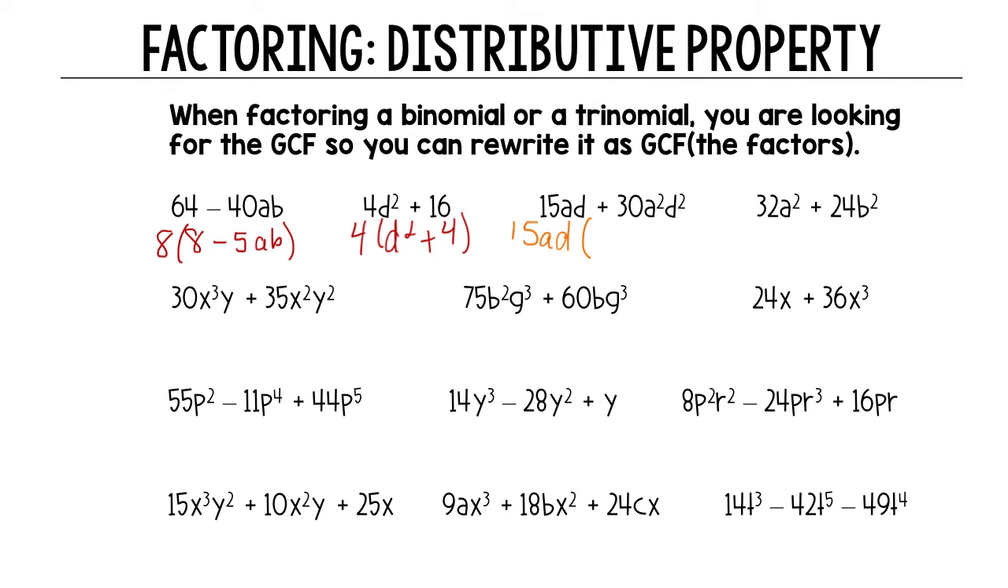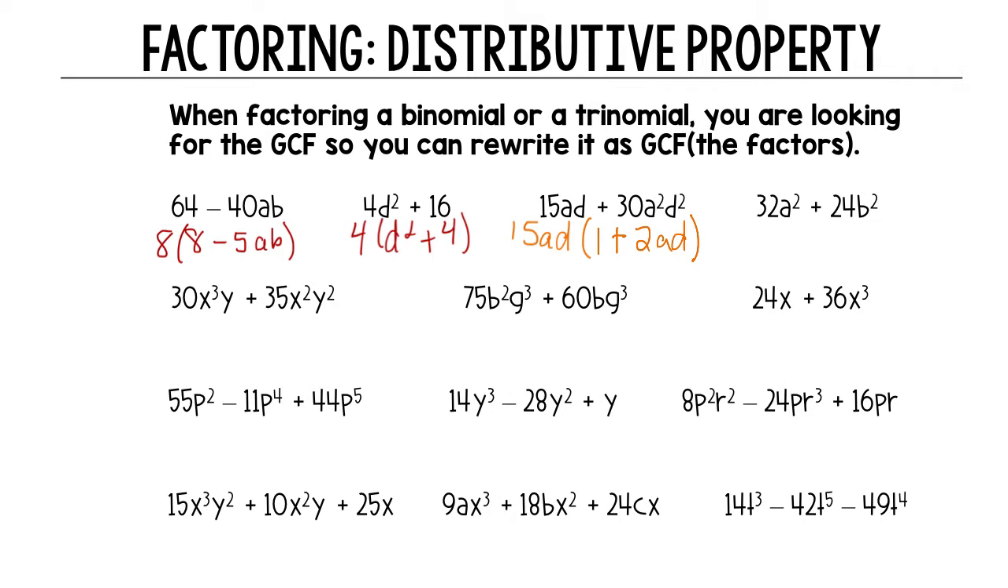I had 15AD here. I took 15AD out, so I'm left with just 1 there. 15AD times 1 is 15AD. Then we're going to have the plus there. 30 divided by 15 is 2. A squared, take 1 A away, we've got A left. D squared, take a D away, and we're left with a D. So 2AD is what I'm left with there. That's a completely factored binomial.